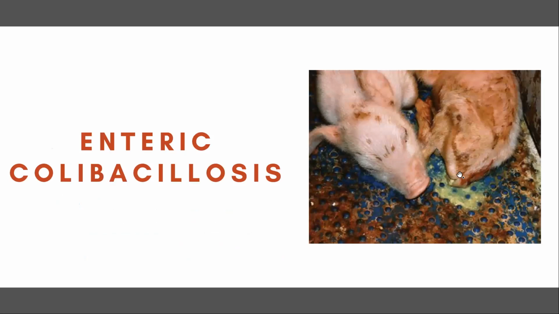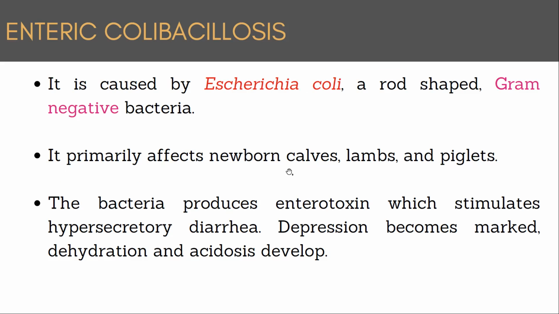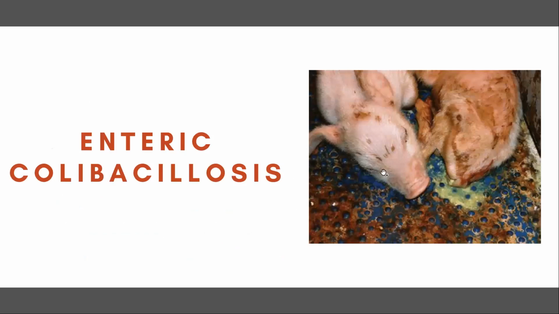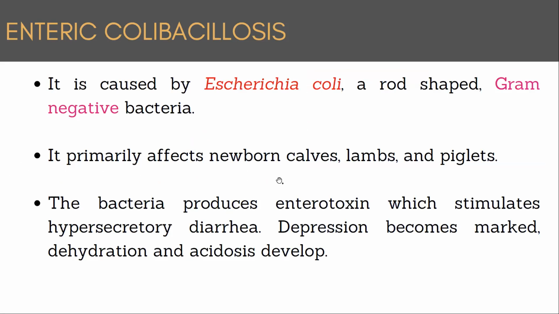So very active ang pag-secrete ng GI tract ng fluids and waste materials para ilabas ng animal in the form of diarrhea. So depression becomes marked, and since hypersecretory diarrhea nangyari, magkakaroon ng dehydration yung animal and acidosis. So since naubusan ng fluids yung animal, hindi ganong nababuffer yung acids. So, nagkakaroon ng acidosis.